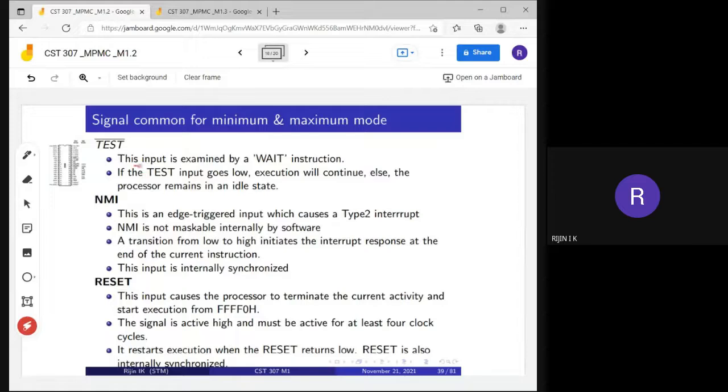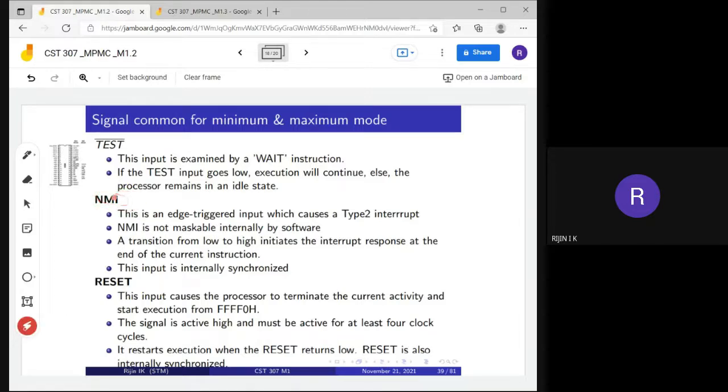It is an input. This input is examined by the wait instruction. If the test pin input goes low, then the execution will continue. Else the processor remains in the idle state. Okay, then next one is NMI.